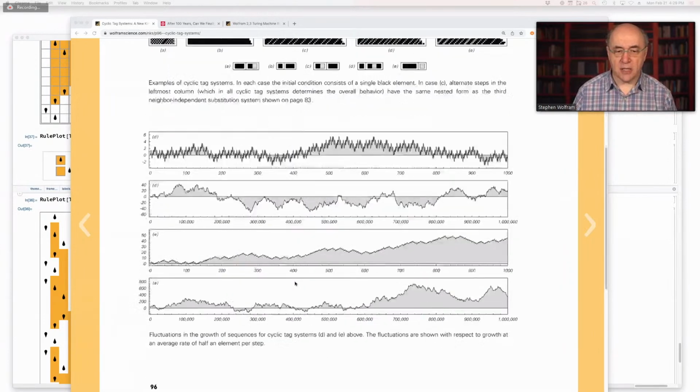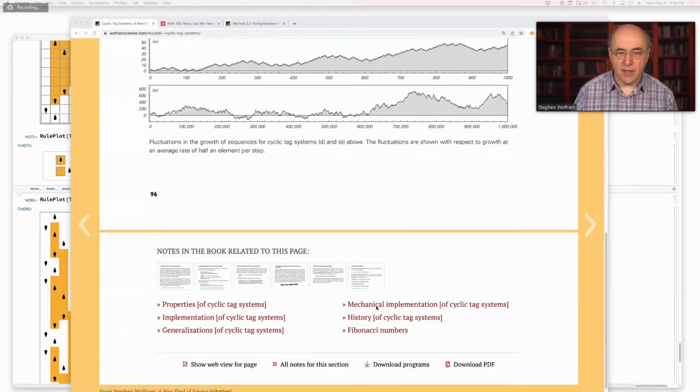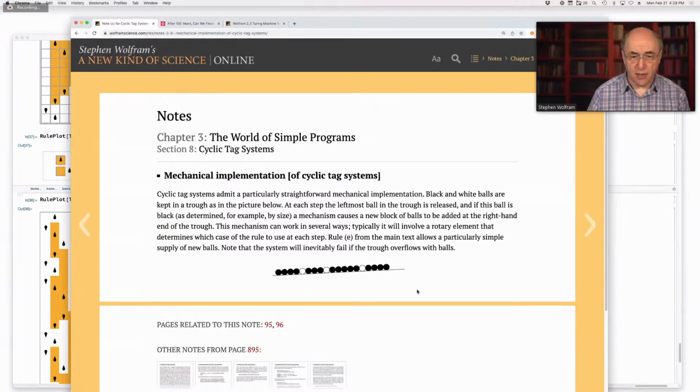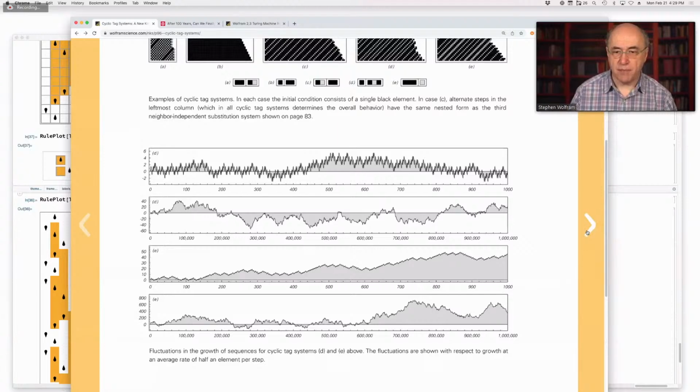Now, cyclic tag systems have the feature that it's kind of fun because you can actually make a mechanical implementation, and this has been done recently. It's such a simple system. You can do something with just a sequence of balls, and it's kind of a great museum exhibit. I don't think anybody's actually built it as a museum exhibit yet, where you literally have a mechanical device that is generating randomness through a very simple process. So that's kind of the story of cyclic tag systems.